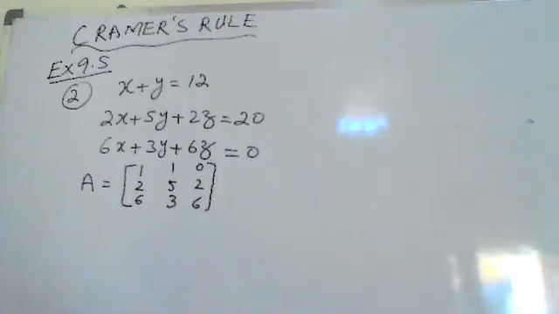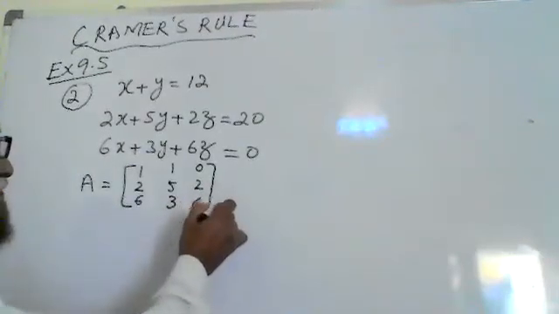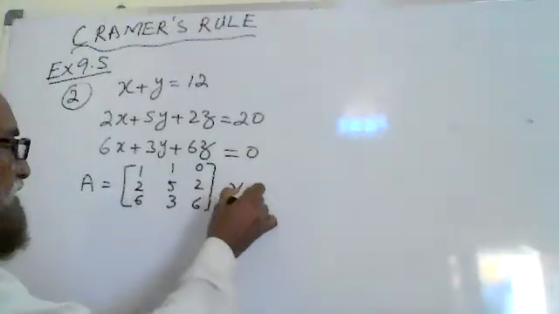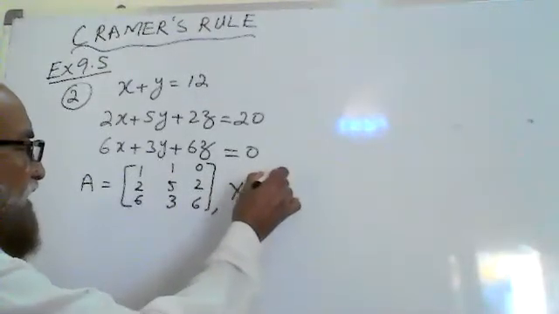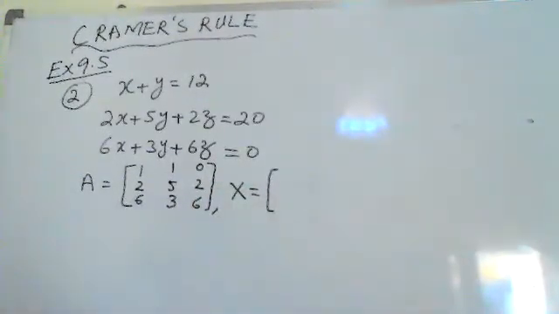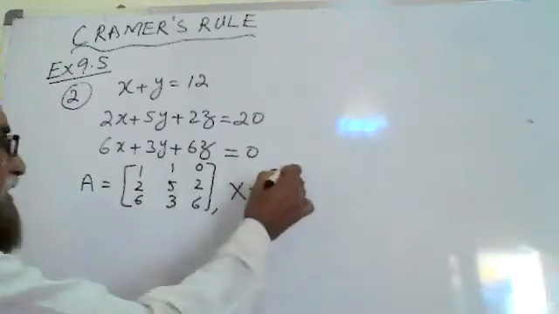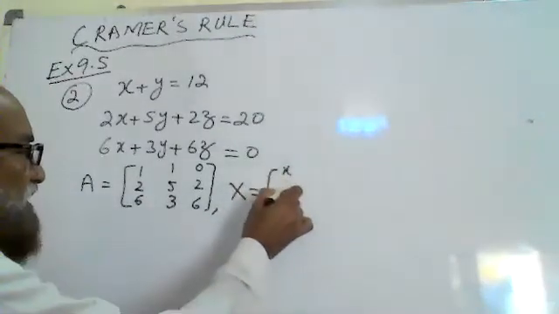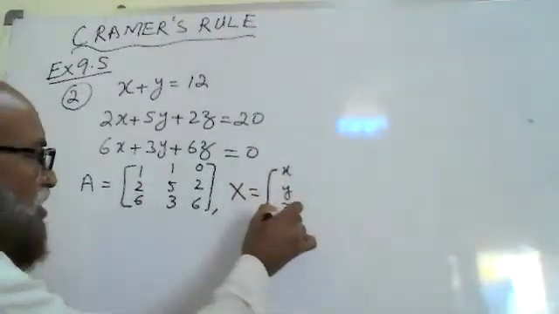So first of all, we will make a matrix of the coefficients of the variables. Then the second matrix, capital X, is the matrix of the variables. There are three variables x, y, and z, in the first column x, y, and z. This is a column matrix.